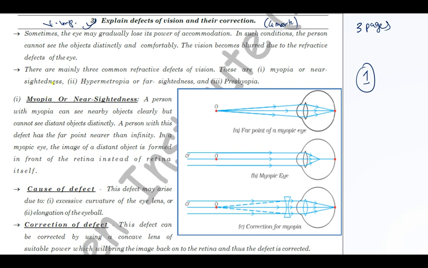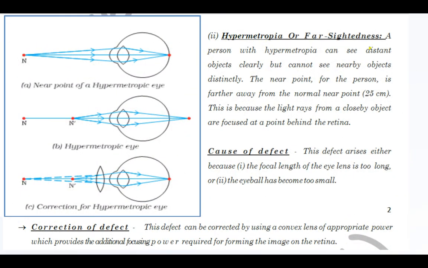So pause the video. I will just move the slides. You have to again rewind, pause the video and write this answer down exactly in your CW. This answer is of 3 pages. This is the first page. Explain the defects of vision and their correction. This is the first page. Myopia is explained. Pause the video, write this. Then on the second page, hypermetropia is explained.